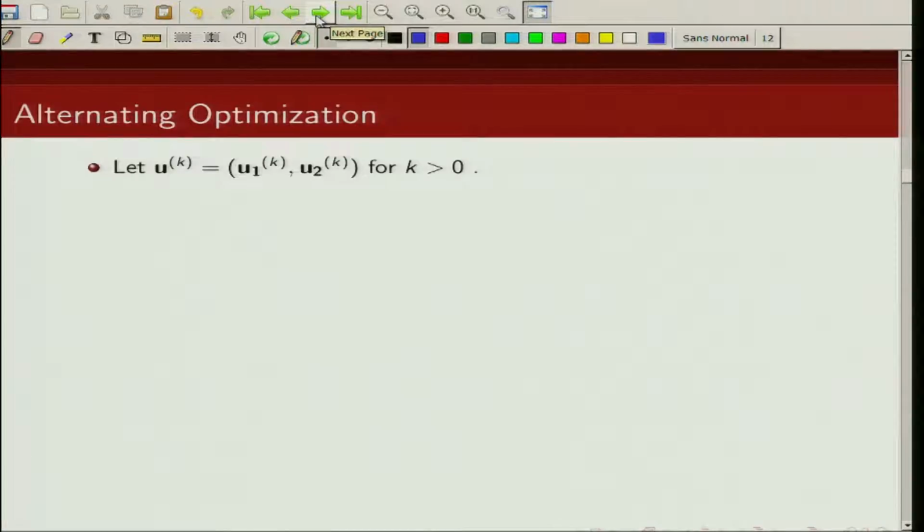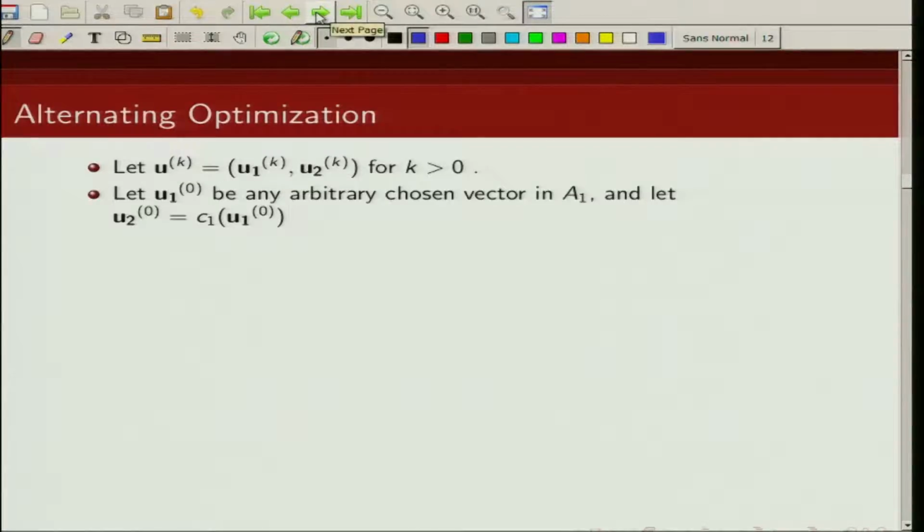Now let us state the alternating optimization algorithm. Let's say at some time k, uk is given by u1k and u2k. We start off with some initial value at time k equal to 0, with an initial value of u1, which I am denoting by u1 0. Let this be an arbitrarily chosen vector that belongs to this convex set A1. Then u2 0 is given by C1 u1 0, and this belongs to this convex set A2.